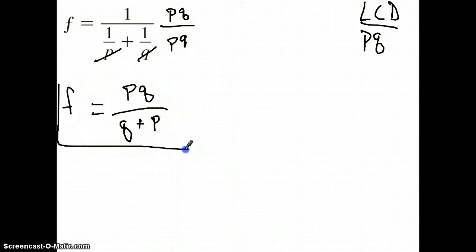So our focal length is equal to the product of P and Q divided by the sum of P and Q. Okay, I know I went through that quickly. You may need to go back and look at these examples again.